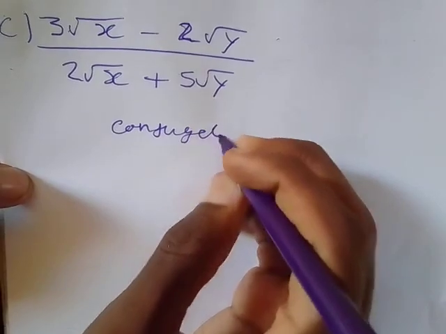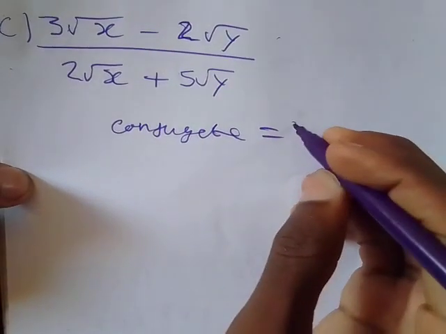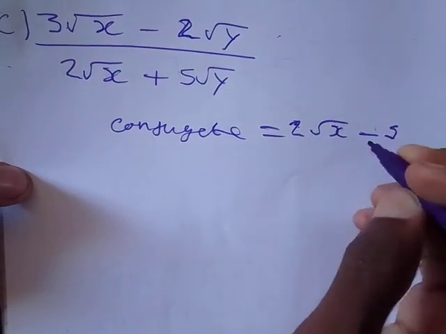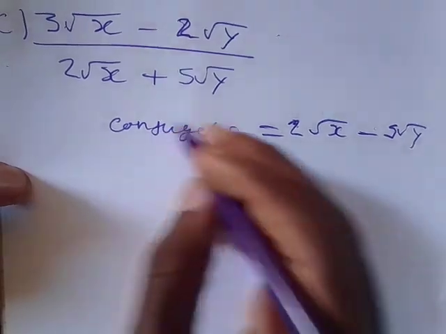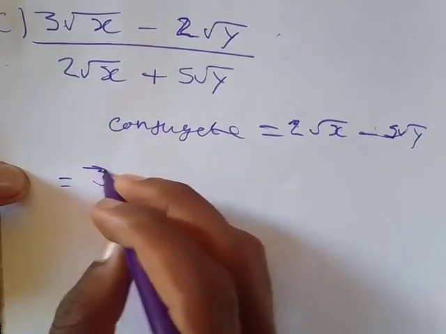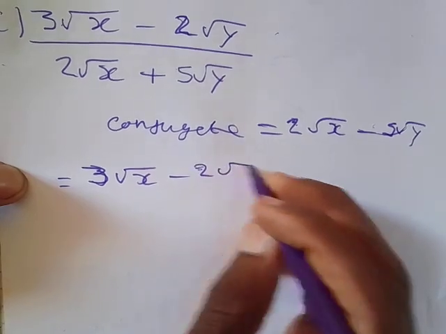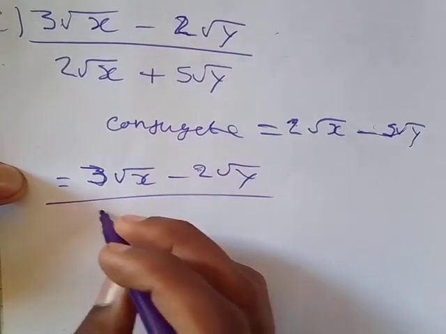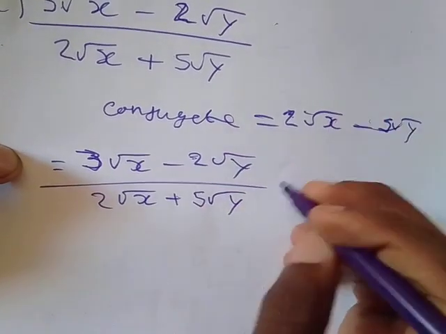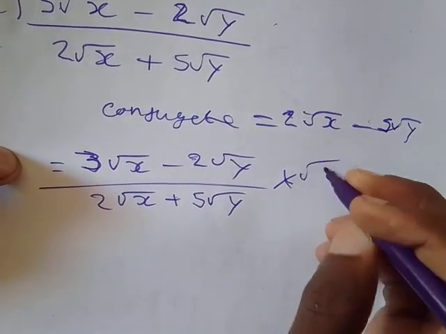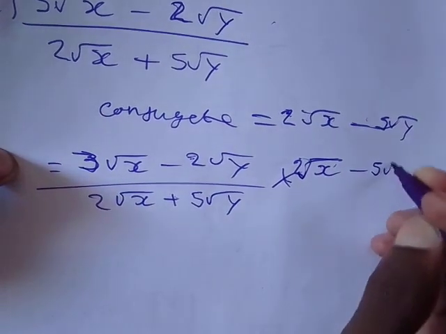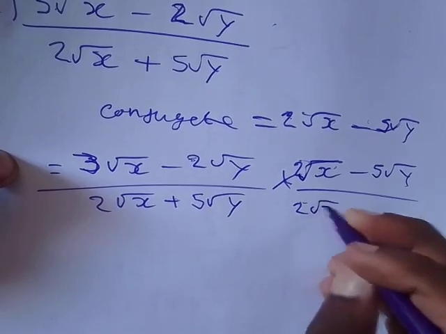So the conjugate is going to be, here you're going to have a minus, and then you're going to have 5y. You multiply this with the numerator and the denominator, so you're going to have this. Let me just rewrite them again. So you can now multiply with the conjugate. I mean, here there is a 2. You have an x here minus 5y over 2x minus 5y.